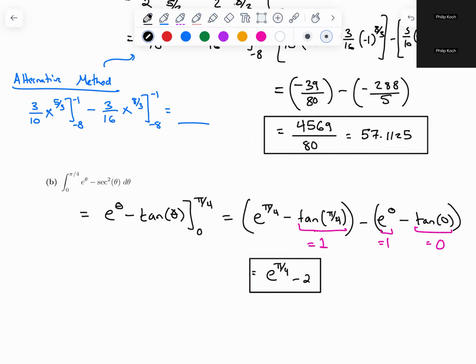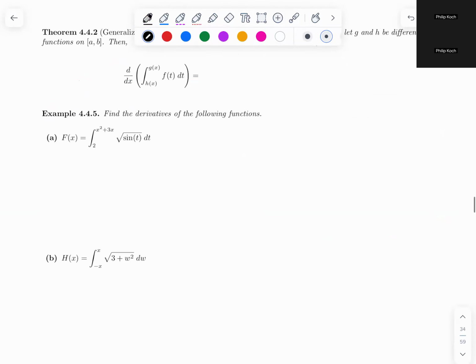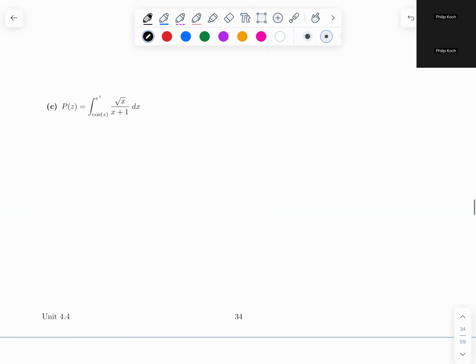So, any questions on that? We're going to skip the generalization. We're going to talk about that on Wednesday, because it's not as important as the rest of the stuff.